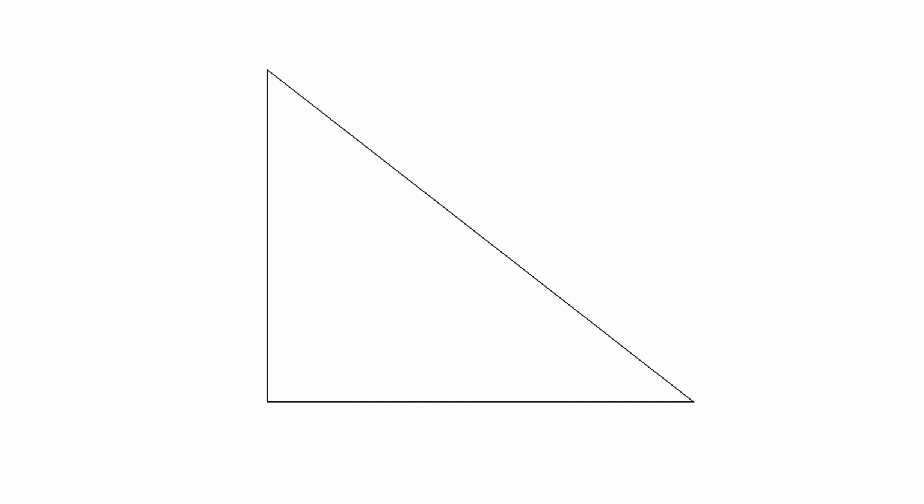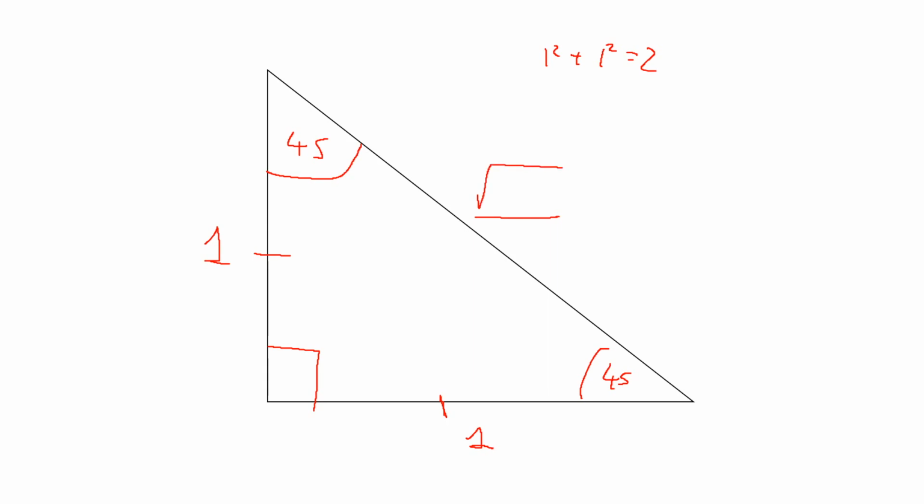The others can be derived from 2 triangles. The first is an isosceles triangle with a unit width. And if it has a unit width, that means that these are also 45 degrees. And this is a right angle, okay? So what is this length here going to be? Well, from Pythagoras, we know that 1 squared plus 1 squared is equal to 2. So therefore, this is just going to be root 2.